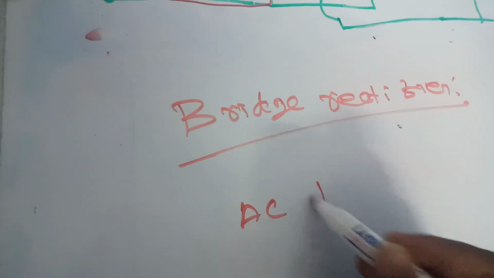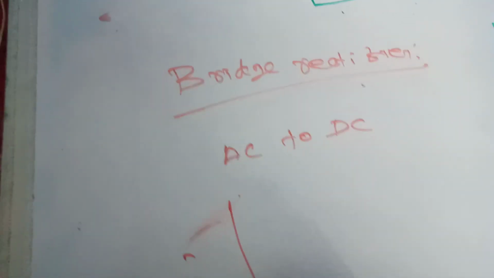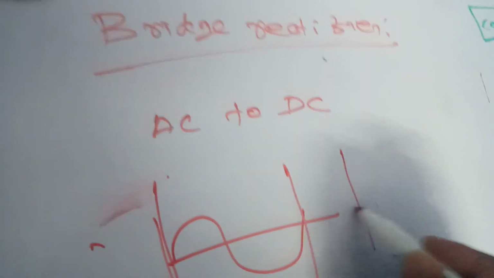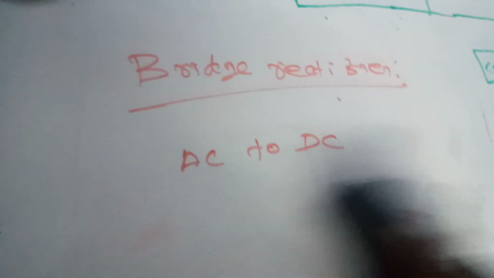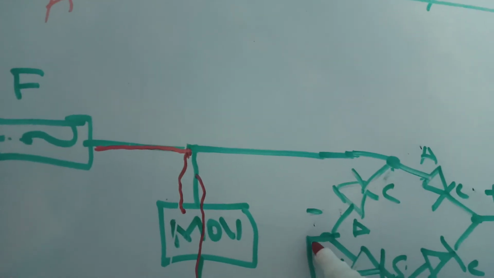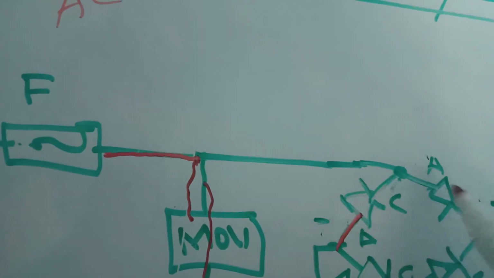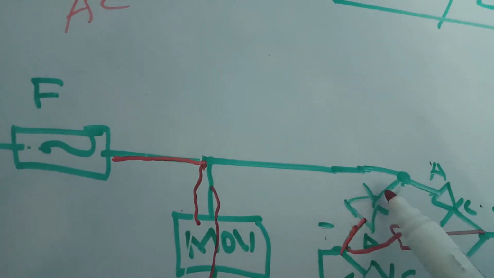This is for AC to DC conversion. The input voltage is a sinusoidal waveform. This is one cycle, and it will be converted to a pulsating voltage. There is no polarity for the AC signal, so there will be forward bias and reverse bias working. Due to forward bias, the current will come this way. Here you can take one load resistor. It will come this way too.